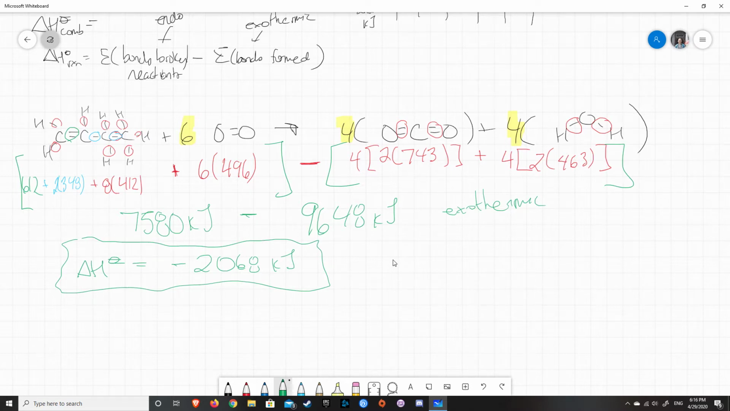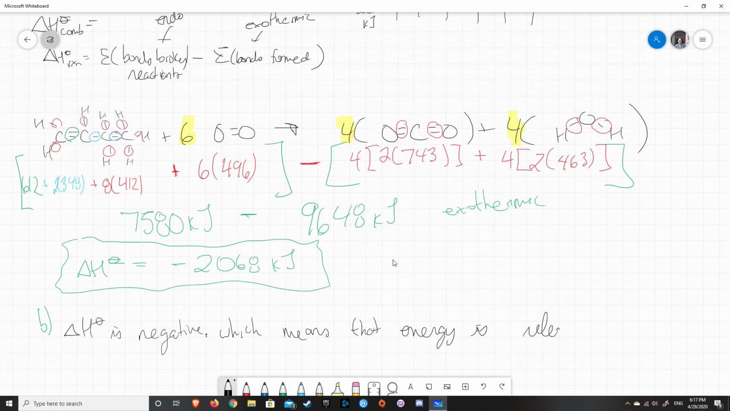So let's do the second part of this question, and then you'll be free. It says B, state whether the above reaction is endothermic or exothermic. That's easy enough. You say delta H naught is negative, which means that energy is released. Therefore, it is exothermic.